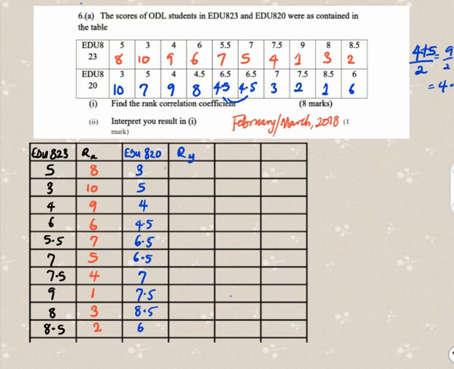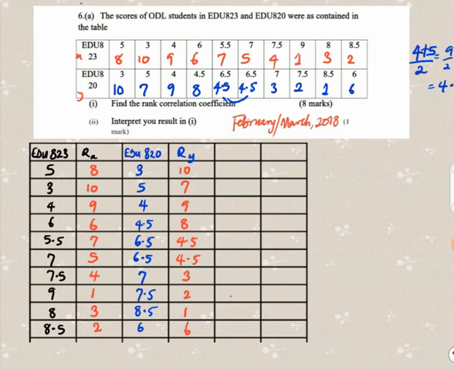Then the rank of Y now, this is X, this is Y. So 3 is the first score with the rank 10, then 7, 9, 8, 4.5, 4.5, 3, 2, 1, and 6.